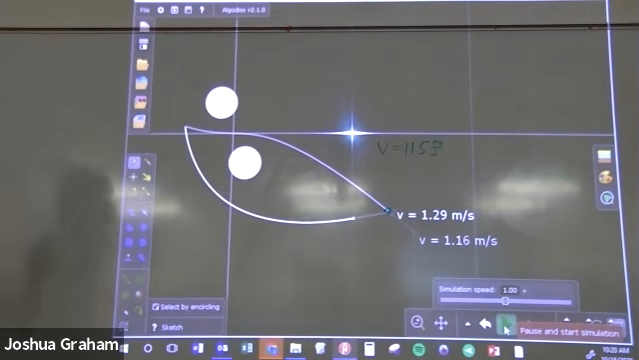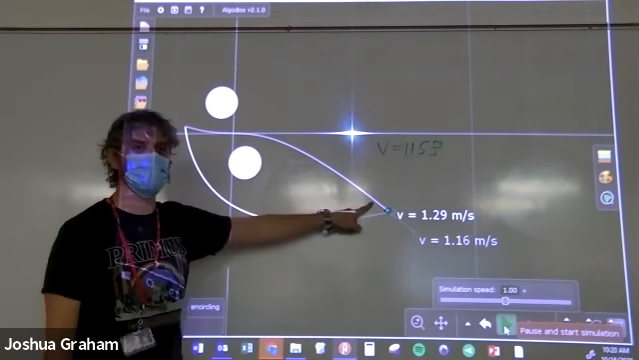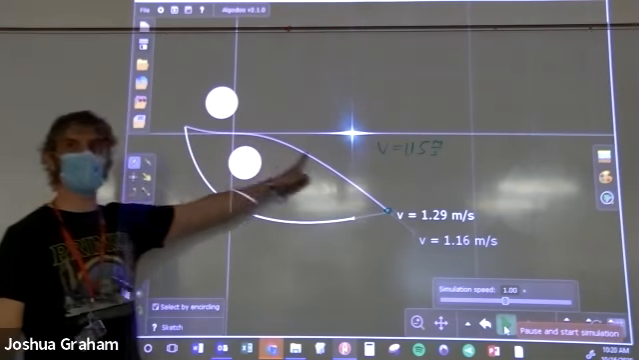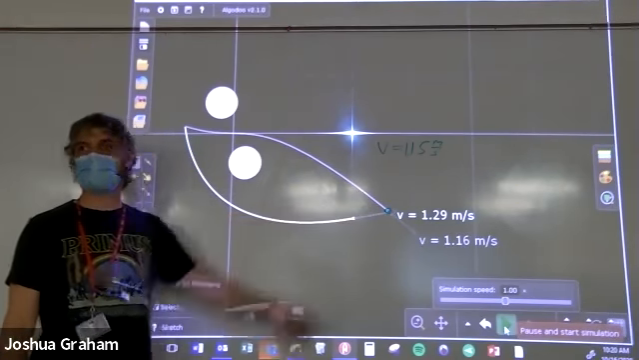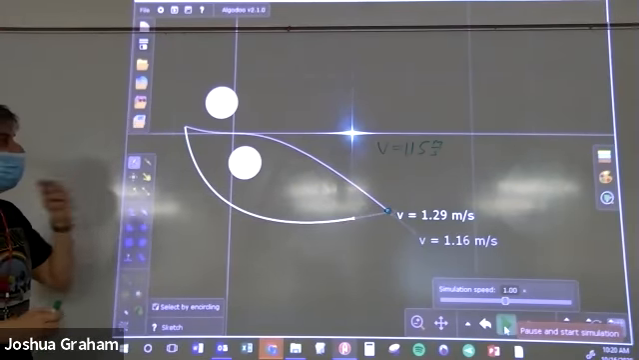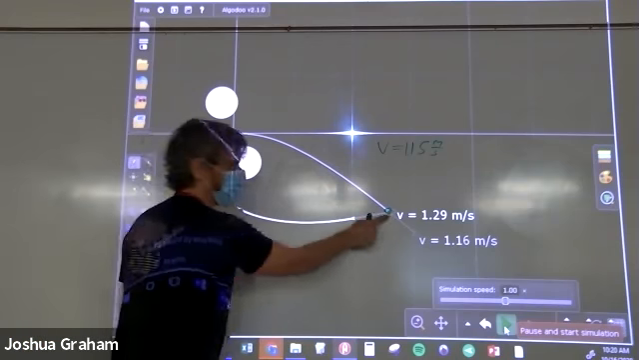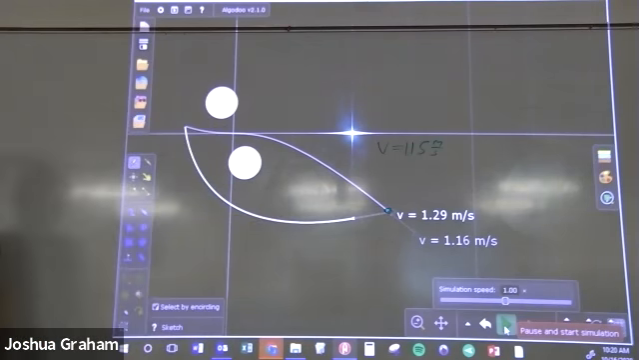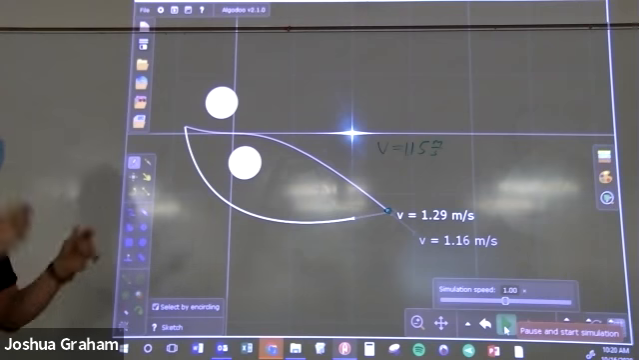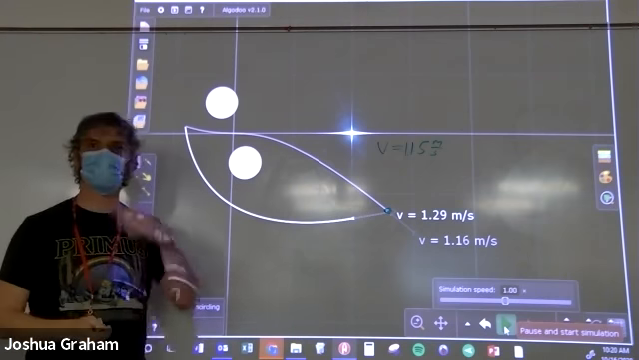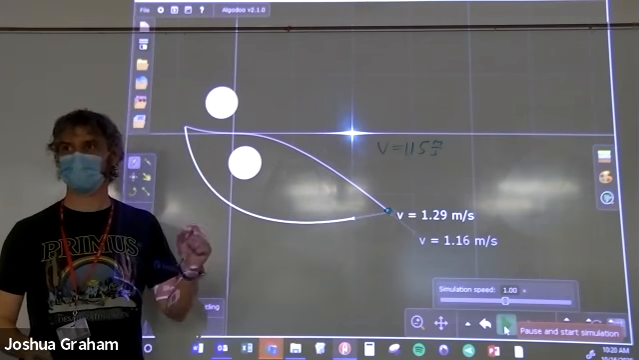So it didn't matter that it took this guy longer to get there. It didn't matter that he took a very, very different path through space. That doesn't matter. All that matters is where they started and where they ended. Okay? If the force is conservative, then the work that it does on objects as they move through space is independent of the path actually taken through that space.